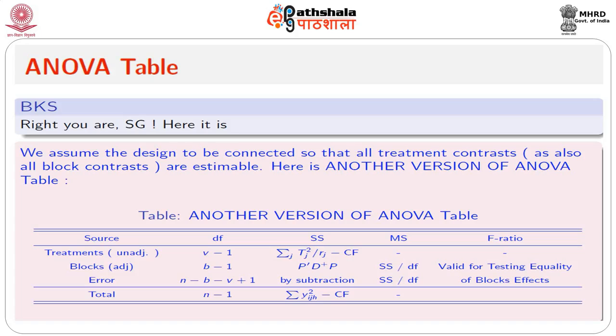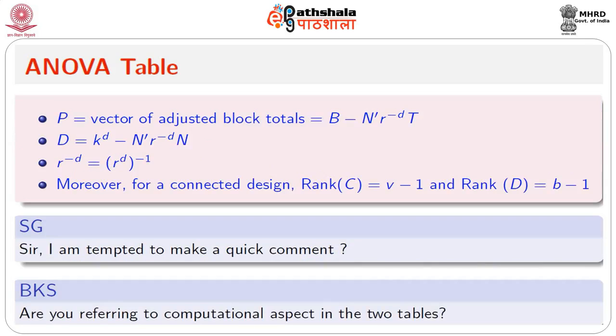And then when we say treatment unadjusted, the sum of squares is the usual thing coming out of the CRD, and blocks adjusted, you get P prime D plus P, where P is the vector of adjusted block totals. Yes, sir. And this F ratio is a valid F ratio for testing equality of the block effects contrasts. This P, as I said, is the vector of adjusted block totals, B minus N transpose R minus DT, and D is the matrix analogous to the C matrix, KD minus N transpose R minus Dn, and R minus D is of course RD inverse.